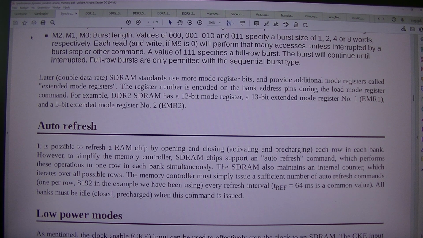Later double data rate SDRAM standards use more mode register bits, and provide additional mode registers called extended mode registers. The register number is encoded on the bank address pins during the load mode register command.